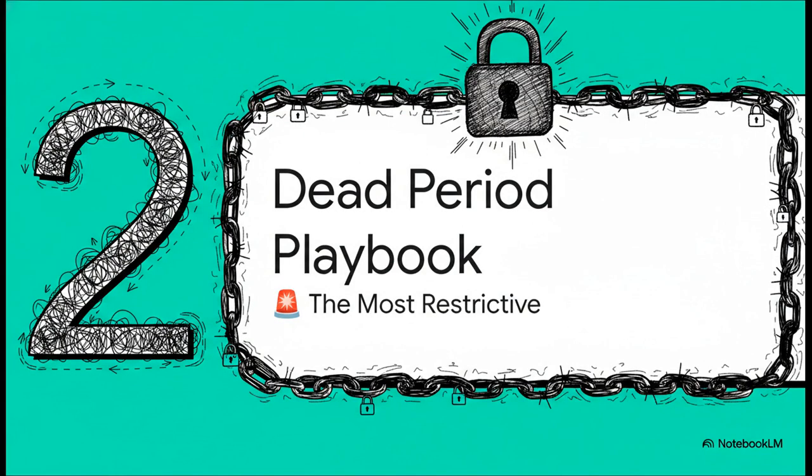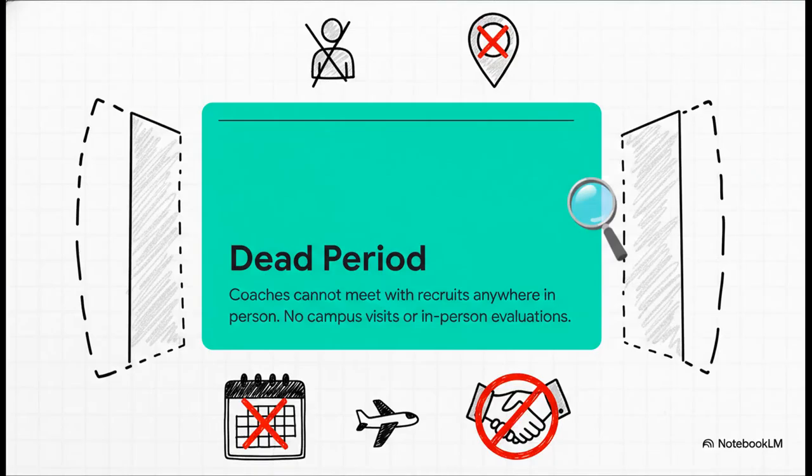Okay, first up, the dead period. Yeah, the name sounds pretty intense, right? And trust me, it's for a very good reason. This is, without a doubt, the most locked down, restrictive phase of the entire recruiting calendar. So what does that actually mean for you? It's really simple. Zero in-person contact. And when I say zero, I mean none. A coach can't meet you on campus, they can't meet you off campus, they can't see you at a tournament. All face-to-face recruiting is completely frozen.